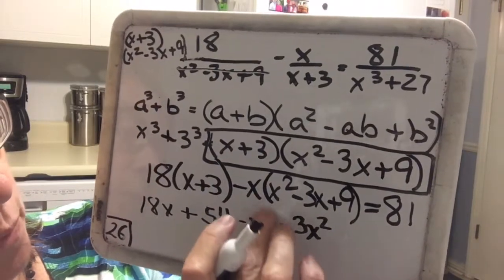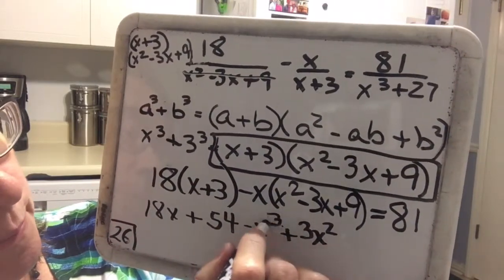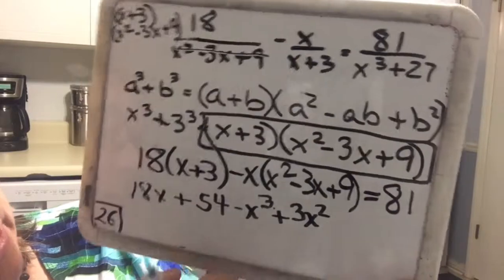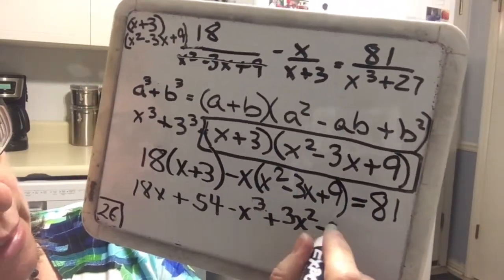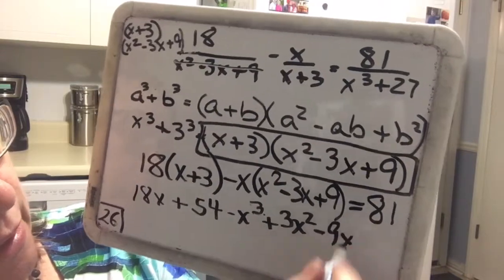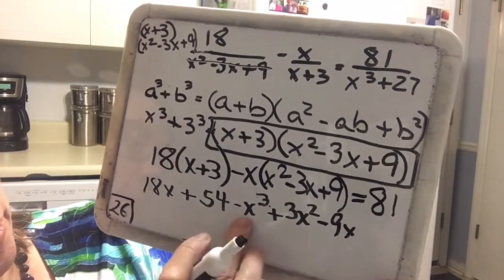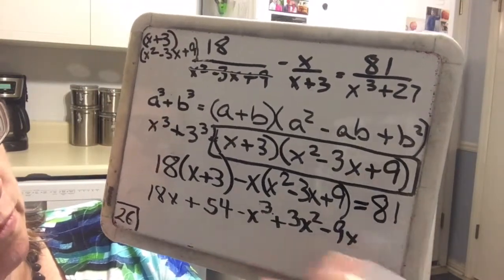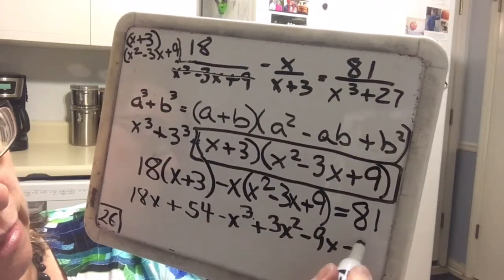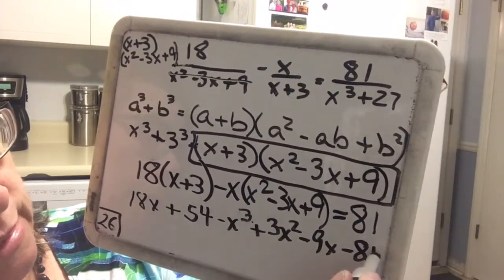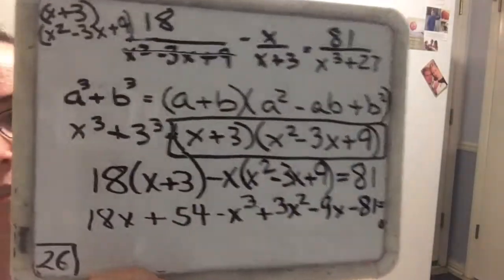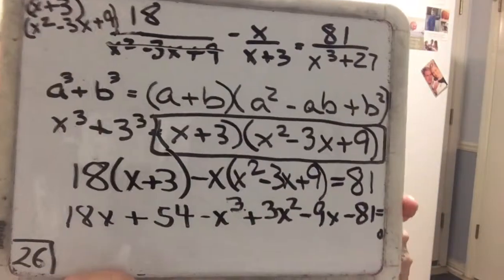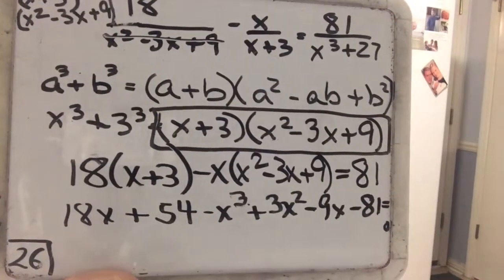Excuse me, that first one was an x cubed, wasn't it? Okay, and so plus a 3x squared minus a 9x. All right, now this is cubic. So I'm going to go ahead and move my 81 over here to the left, because everything's going to have to be set equal to 0 over here on the right. So this is what I have. And over here it's set equal to 0.